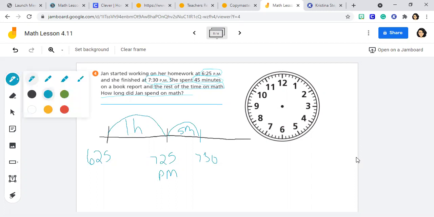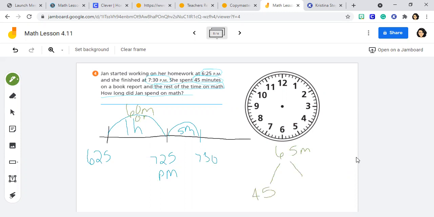Well, 1 hour and 5 minutes is what I see here, but I don't want to think of my hour as an hour. I'm going to think of it as 60 minutes. So 60 minutes plus 5 minutes is 65 minutes. That is the time that has elapsed. And we know that for part of that, she spent 45 minutes on a book report, and she spent the rest of the time on math.